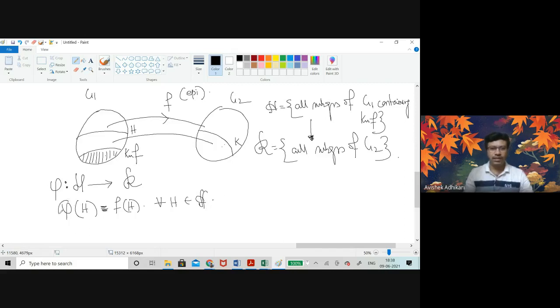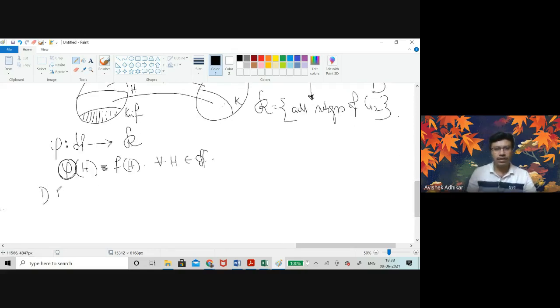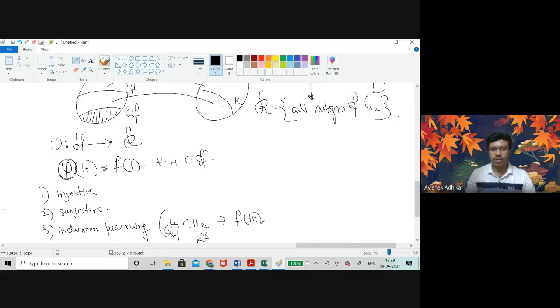Now you need to show that this phi is a bijective mapping, and there you need that this is an epimorphism. So take any element from here. What you need to show is, one, that this is injective. Then you need to show surjective, and then you need to show inclusion preserving. Inclusion preserving means take any two subgroups like this, which both contain kernel F already. Then that should imply F of H1 is contained in F of H2.